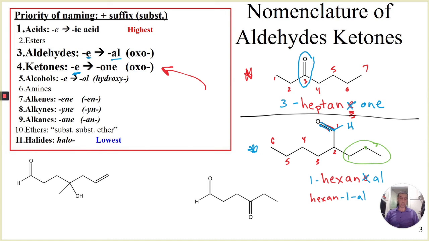We haven't finished because this piece has not been labeled yet. There's 1, 2, 3 carbons in there, so that would be a propyl. That propyl is connected at carbon number 2. Thankfully, we numbered it, and our final name would be 2-propylhexane-1-al, and we've got our name.